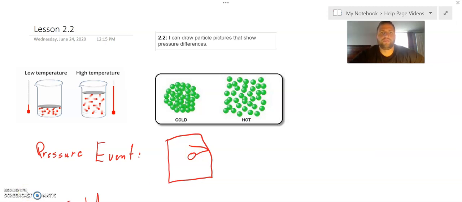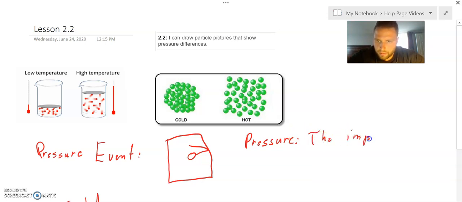At this time, let's formally define pressure for use in our classroom. Pressure is the impact of a particle, of a gas particle specifically, with the side of a container.